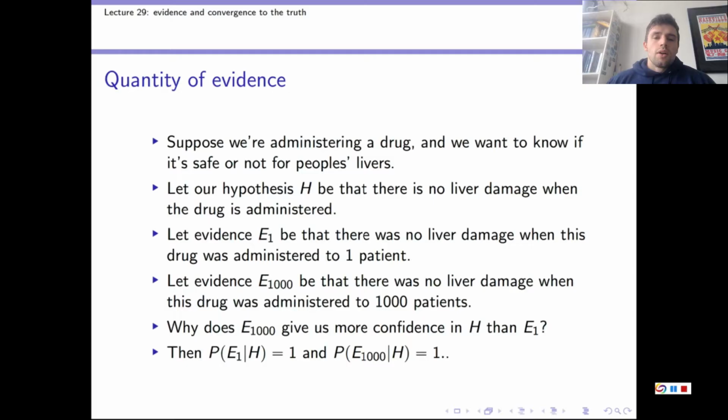So let's pause here and have a think about the question. Well, just like we talked about in the last video, since our hypothesis is that there is no liver damage when the drug is administered, then we can deduce from that when we administer the drug to one patient, it won't cause any liver damage. So the probability of E1 given H is 1. And similarly, we can deduce from the hypothesis that it won't cause any liver damage if we administer the drug to 1,000 patients either. So the probability of E1000 given H is also 1.